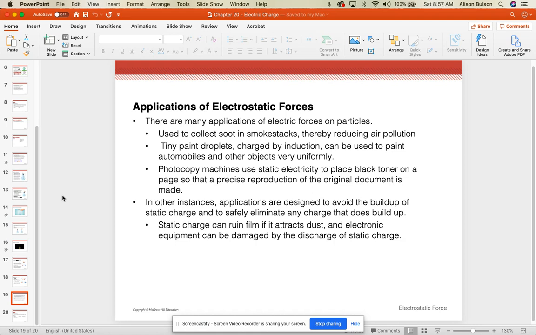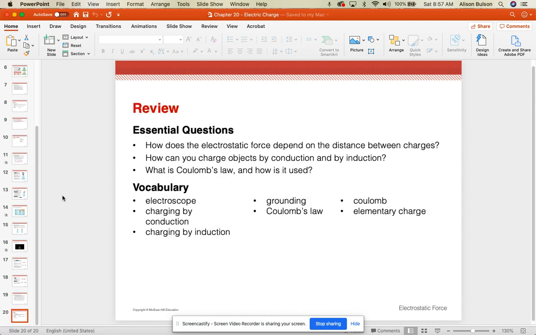In other instances, applications are designed to avoid the buildup of static charge and to safely eliminate any charge that does build up. For example, static charge can ruin film if it attracts dust, and electronic equipment can be damaged by discharge of static charge. People who work on electronics often have to worry about whether they are grounded and how any charge that they accumulate might affect touching a sensitive chip in an electronic device.